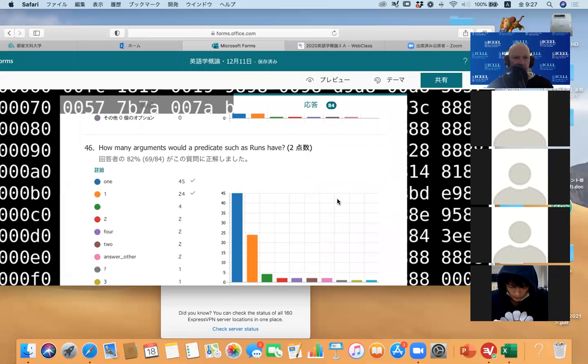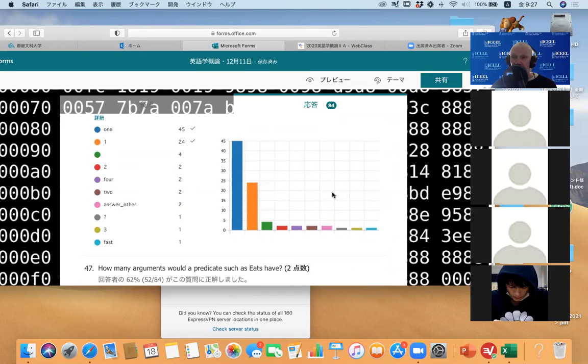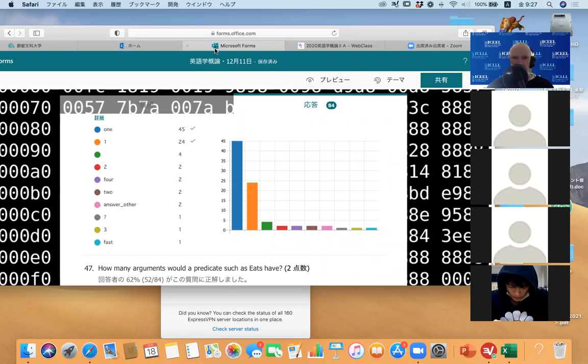How many arguments would a predicate such as runs have? Yeah, it's probably going to be one, right? Like I run, you run, he runs. Yeah, it's probably going to be one, not two. Four, no, right? You could have any number for putting information into a computer, of course. But for verbs, I think 3 is probably the maximum. Of course, we have adverbs.